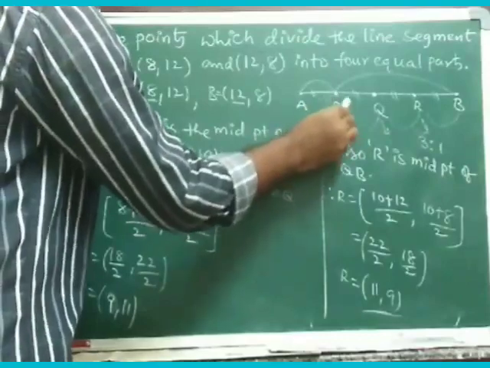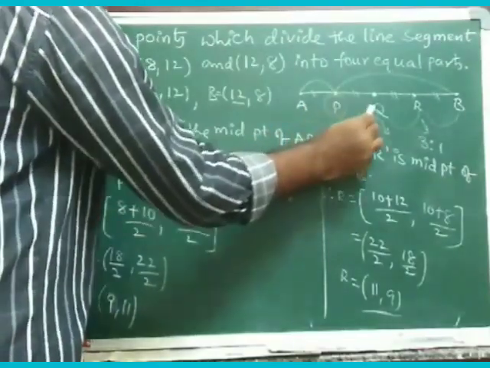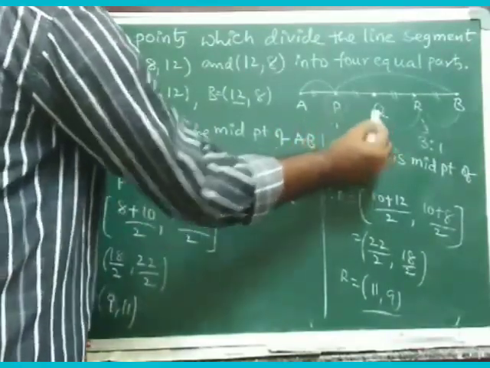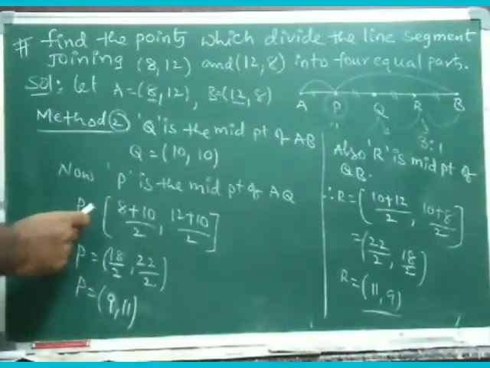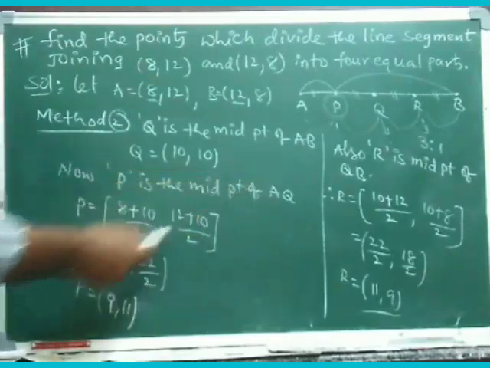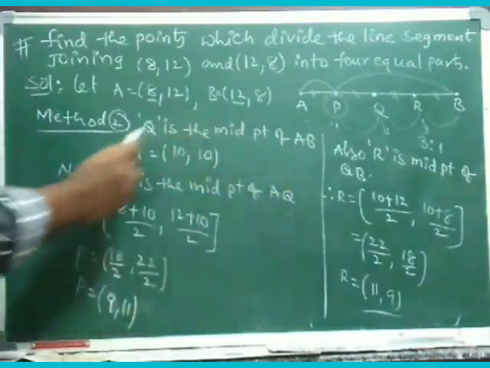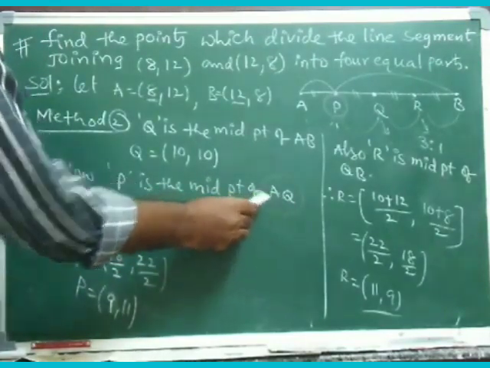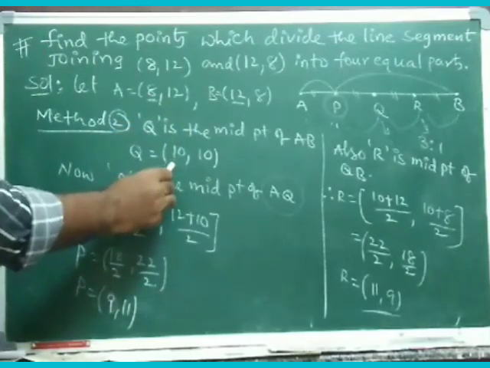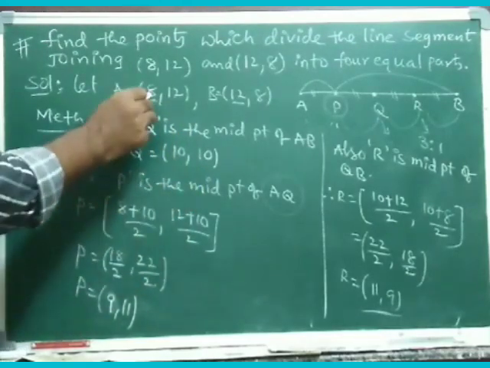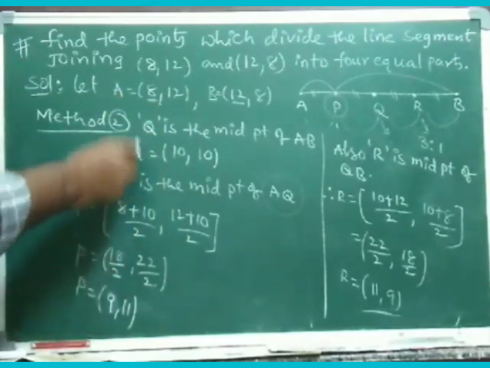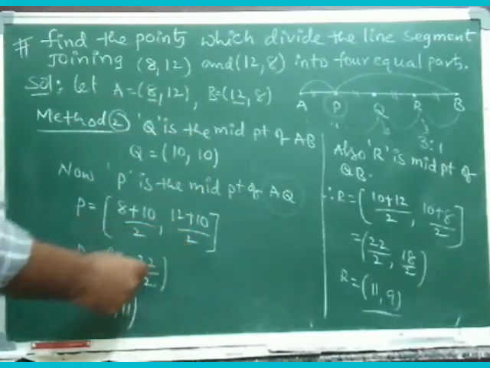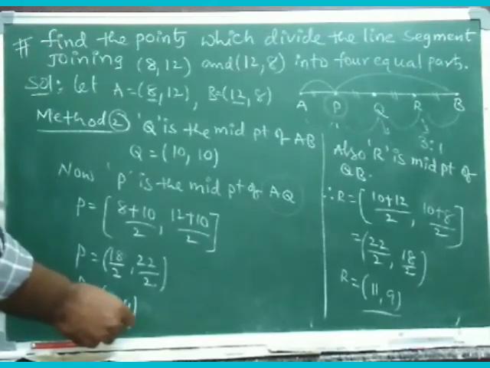Now let us think about what P is. AP is equal to PQ. That means P is the midpoint of A and Q. So P is the midpoint of AQ. Therefore find the midpoint for A and Q. A is (8, 12) and Q is (10, 10). So x1 plus x2 by 2: 8 plus 10 by 2, 12 plus 10 by 2, which is again (9, 11).